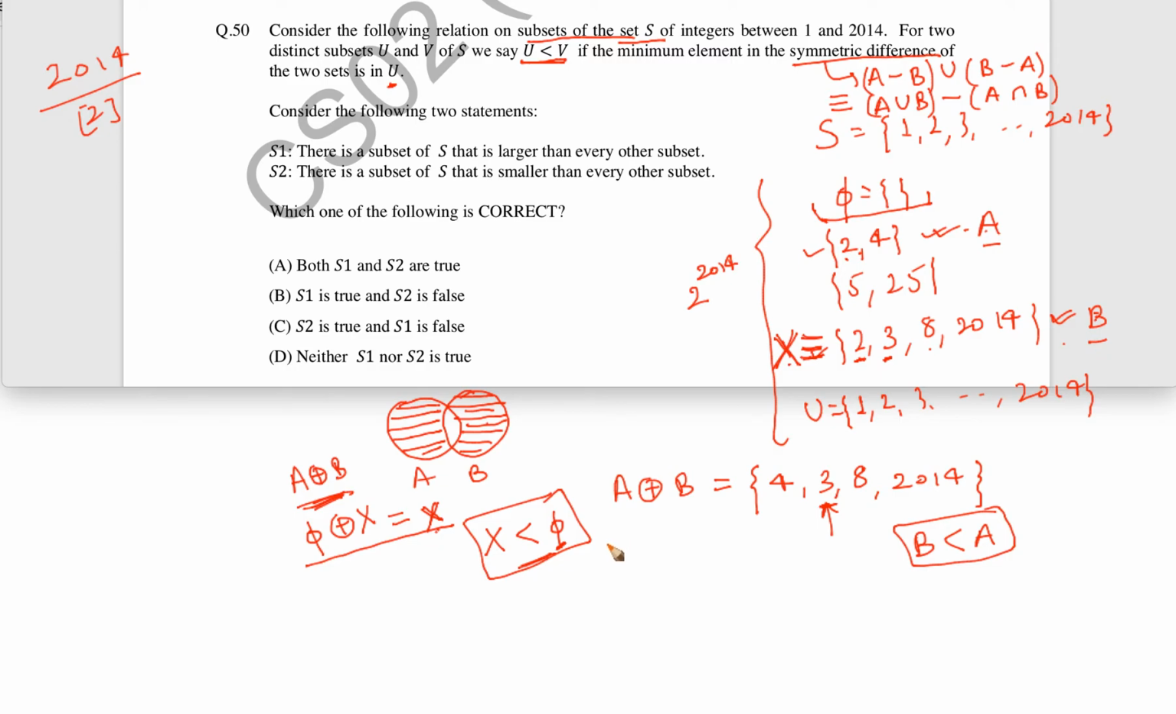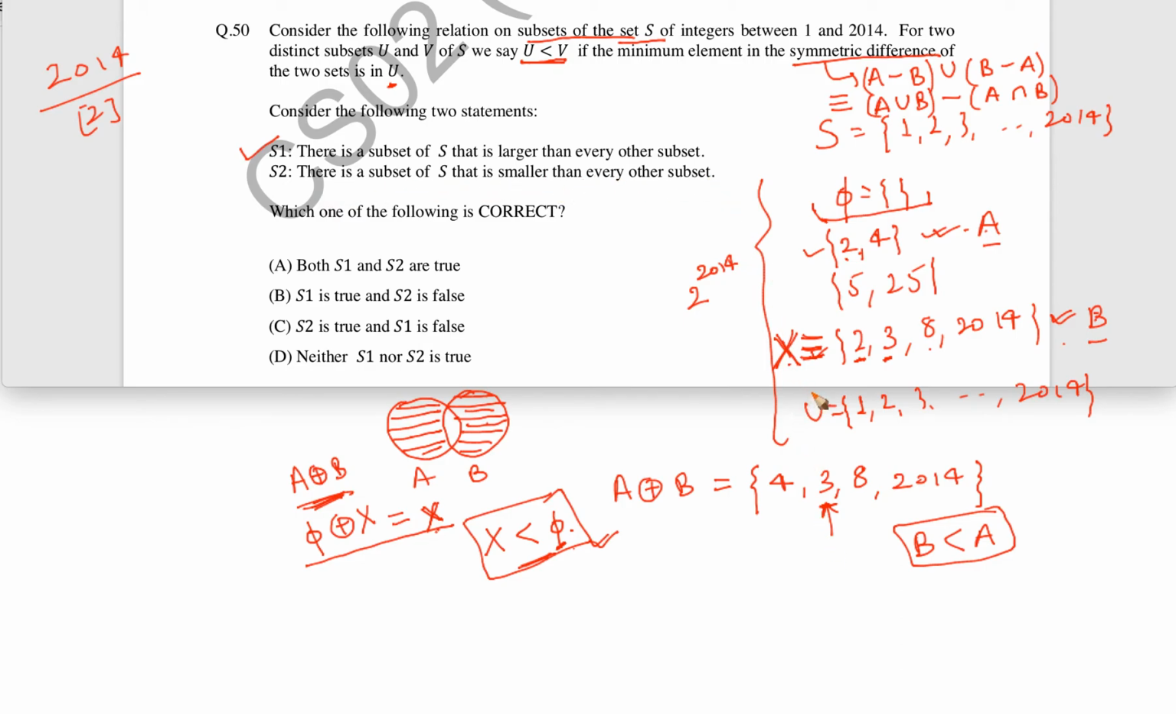Now once we understand that, we can say that this statement is true. There is a subset of S which is phi, which is larger than every other subset, which is true. So this statement is definitely true, if that subset is phi. Now let's talk about the second statement: there is a subset of S that is smaller than every other subset.